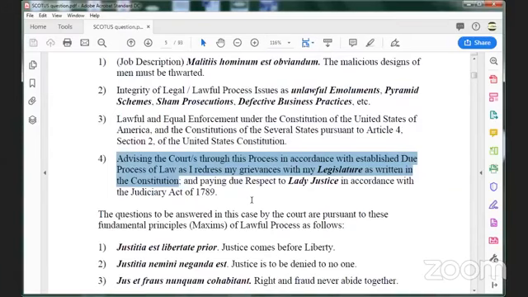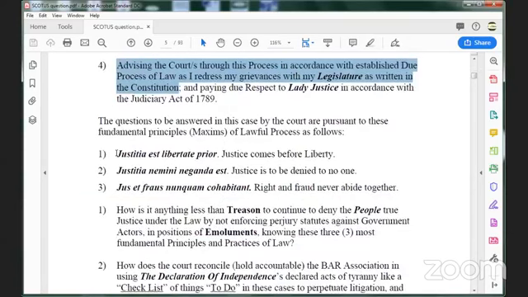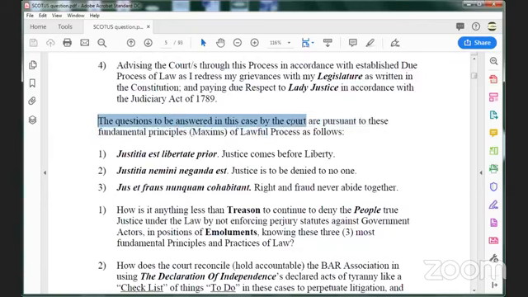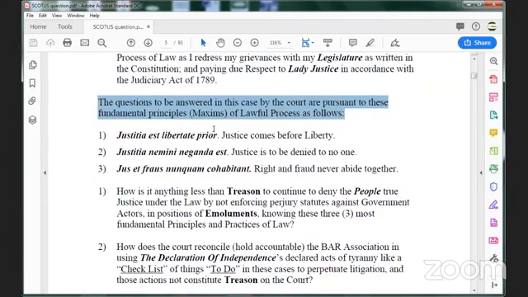So they can try to sell ice to an Eskimo all day long, and it ain't ever going to happen, right? So again, we talk about established patterns of behavior, thought processes. This is where these legal maxims come in. The questions to be answered in this case by the court are pursuant to these fundamental principles or maxims of lawful process as follows, okay?